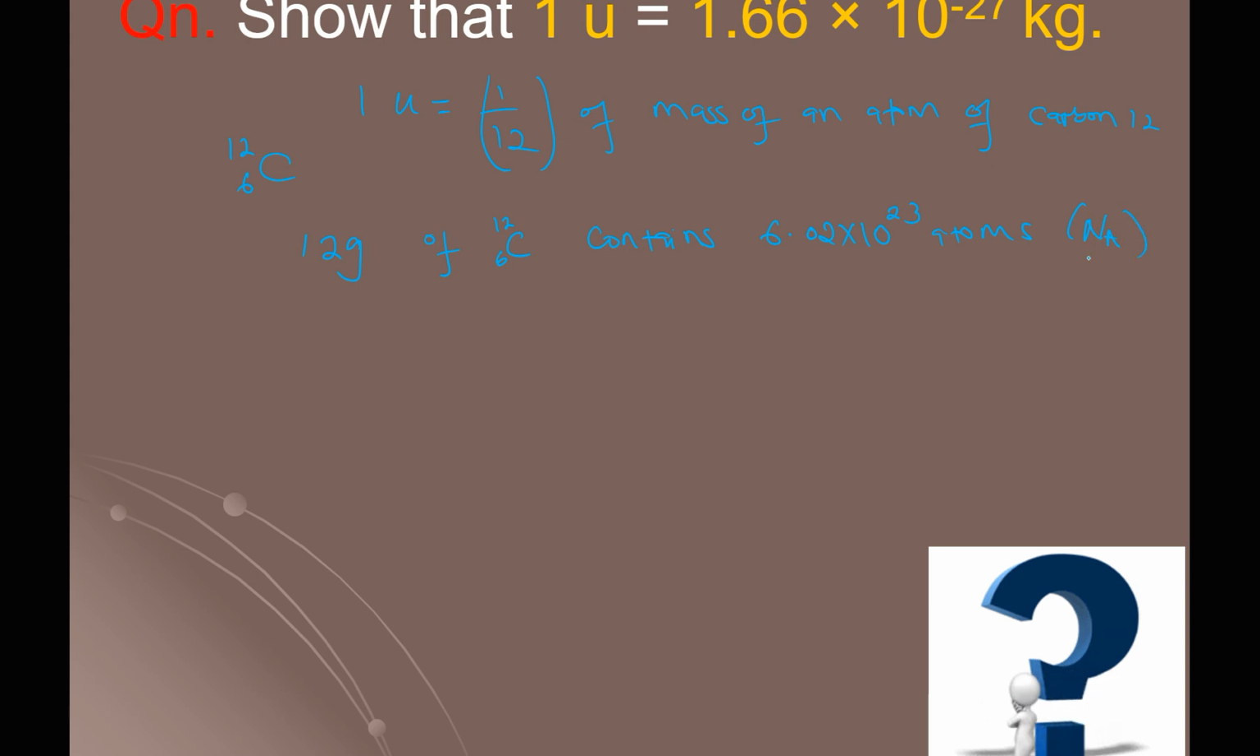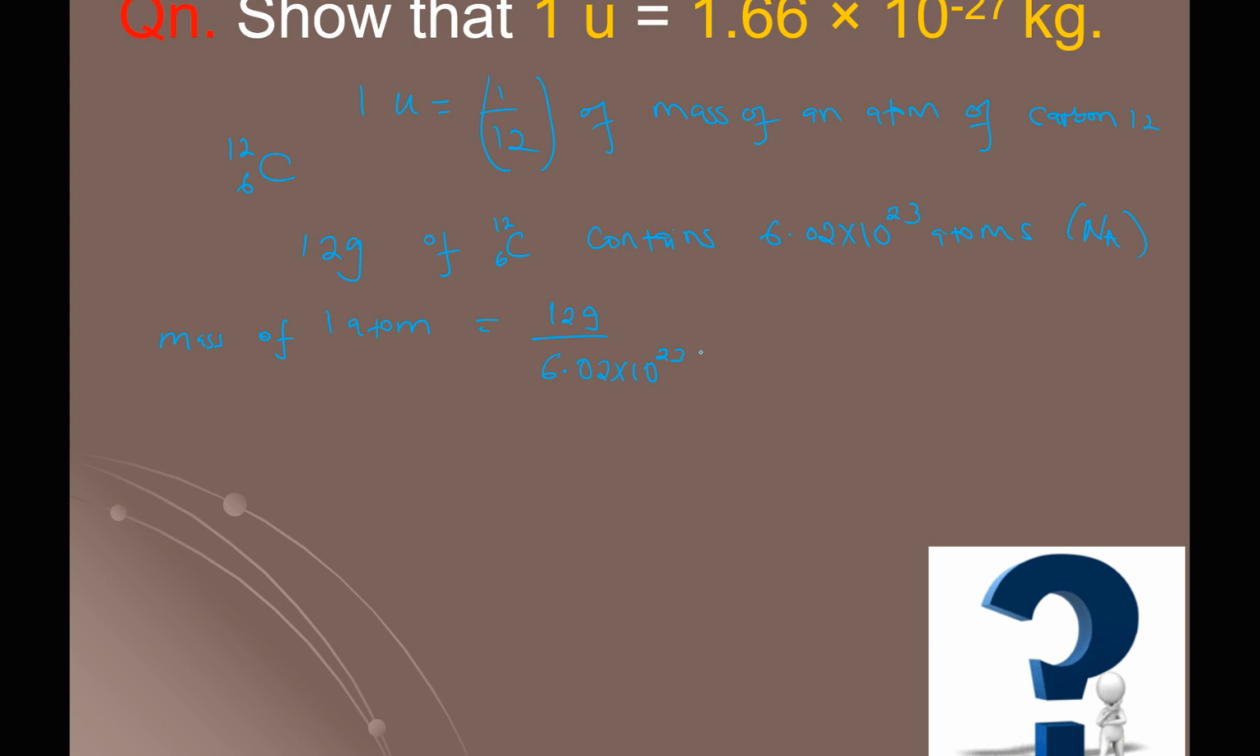So 12 grams of carbon 12 is 1 mole, and 1 mole contains 6.02 times 10 to the power of 23 atoms. So what is therefore the mass of one atom? Because 12 grams contains that number of atoms, one atom has a mass of 12 grams divided by 6.02 times 10 to the power of 23. So that is going to be the mass of one atom in grams.